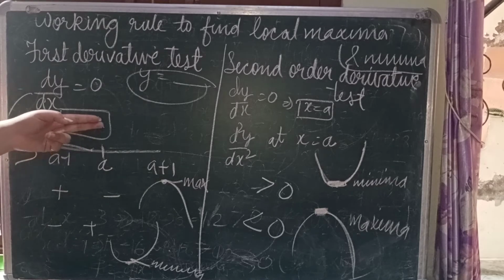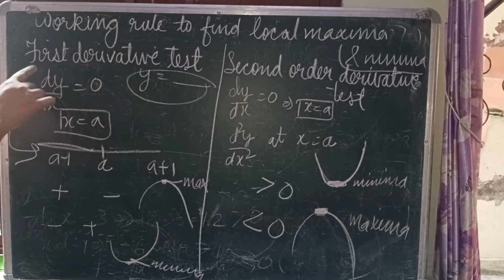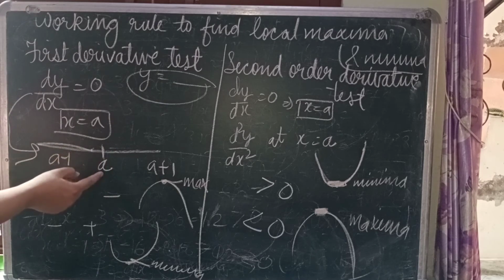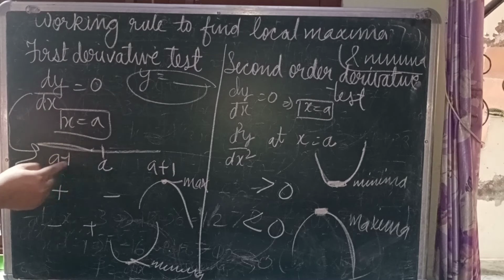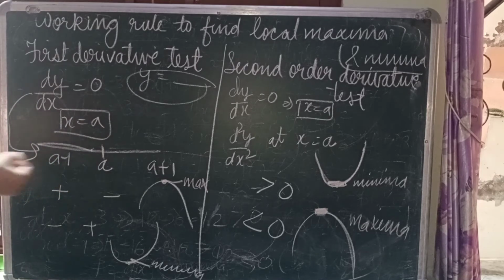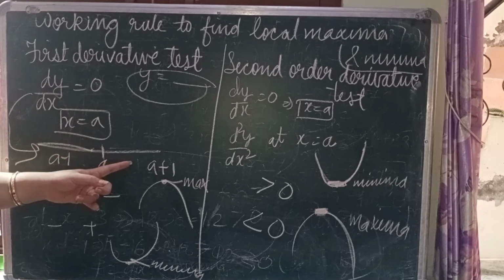Let's say we are getting x equal to a, and it's not compulsory that you are going to get only one value. You may get two or more than two also. So if you are getting x equal to a, then the first derivative test states what you have to do. In a's neighborhood, if you take a as a point, then before that you can imagine a minus 1 or a minus 0.1 or a minus 0.2, and the next point you may take a plus 1 or a plus 0.1, a plus 0.2, whatever you want. Let it come 2, so you can find at 1.9 also and 2.1 also.